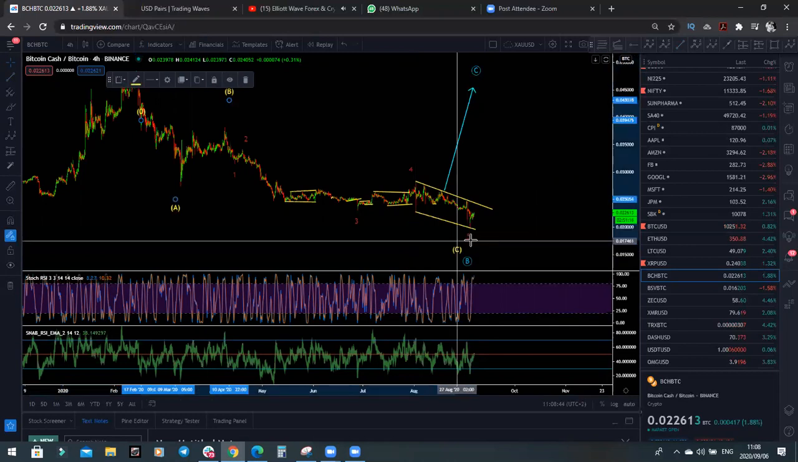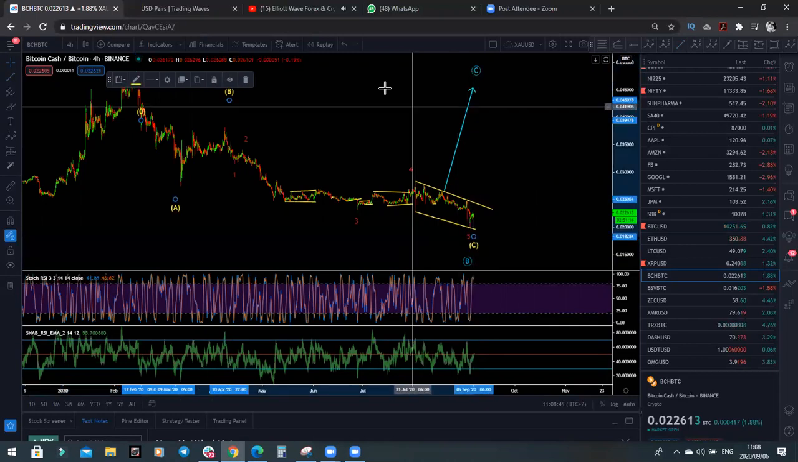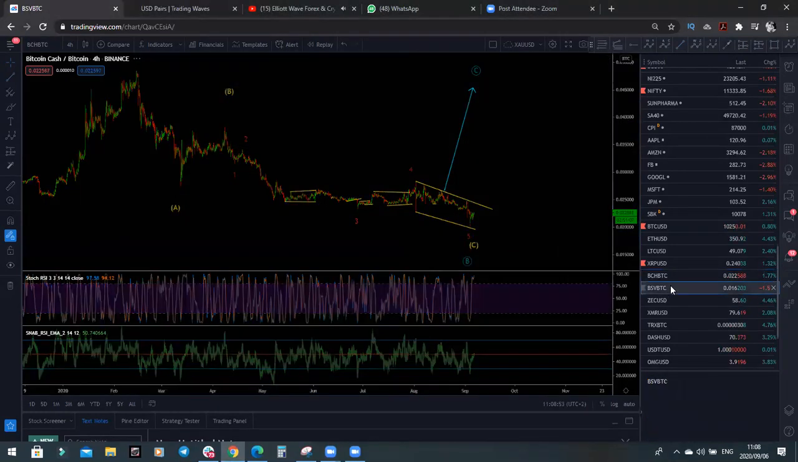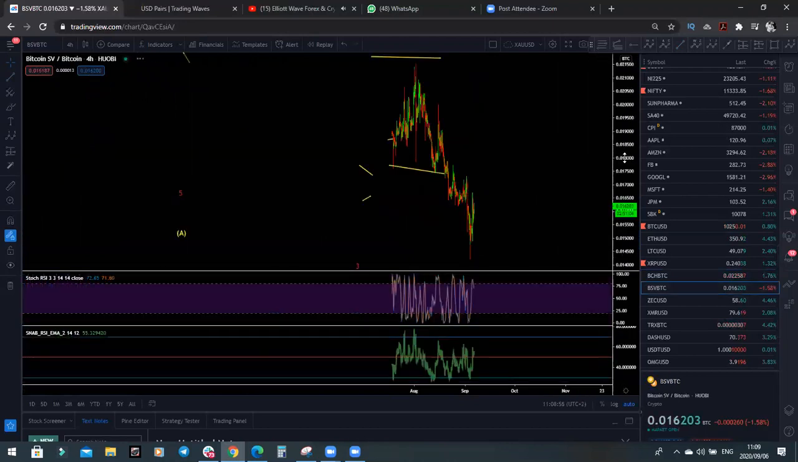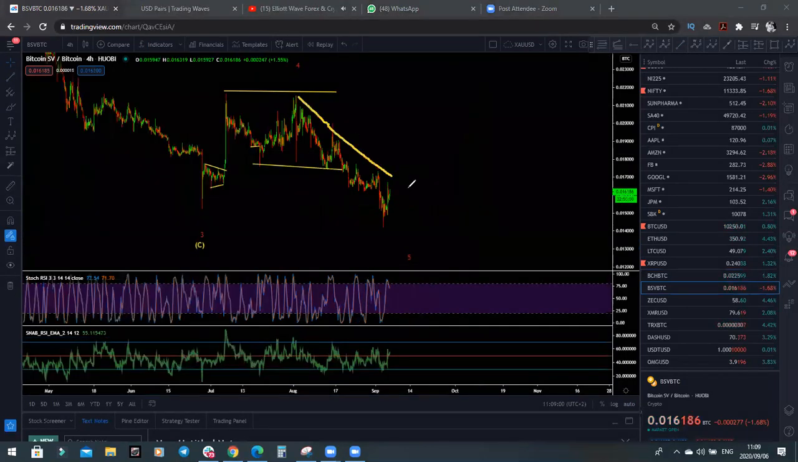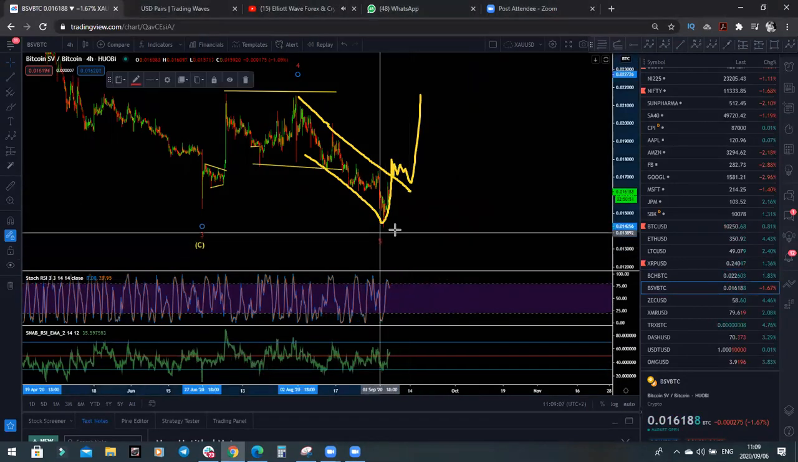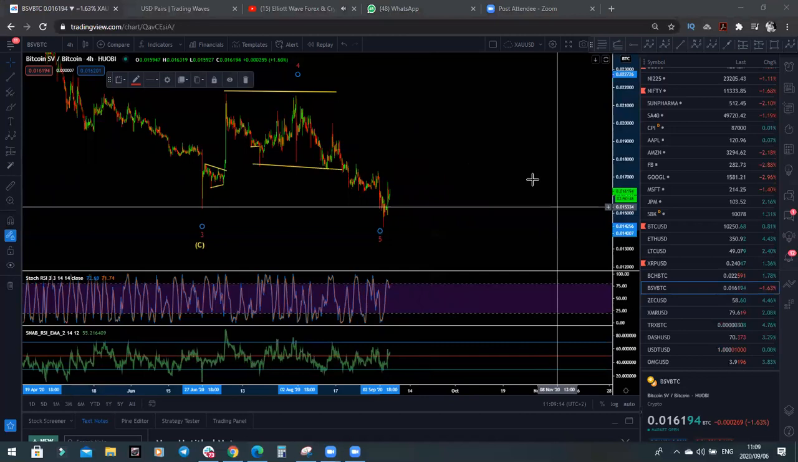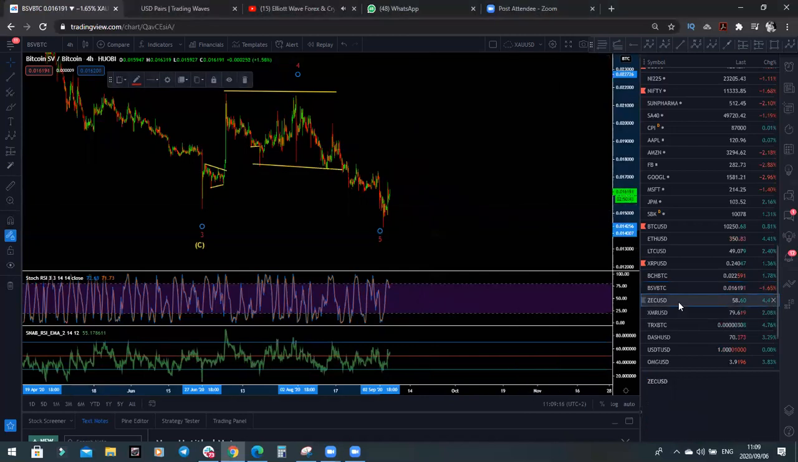So that is the last one here. You're looking for this one to break out of here, pull back, and then move to the upside. Satoshi Vision versus Bitcoin as well. You can see all the cryptos versus Bitcoin are looking bullish. So that's another one here, a push up higher. We'll be looking for upside. This one has also completed its wave 5 here. So look out for a reversal here and a push to the upside on Satoshi Vision versus Bitcoin.